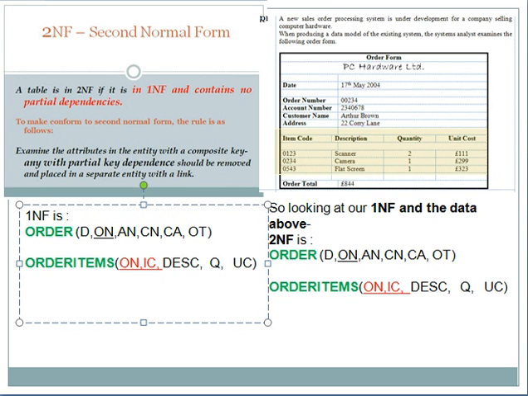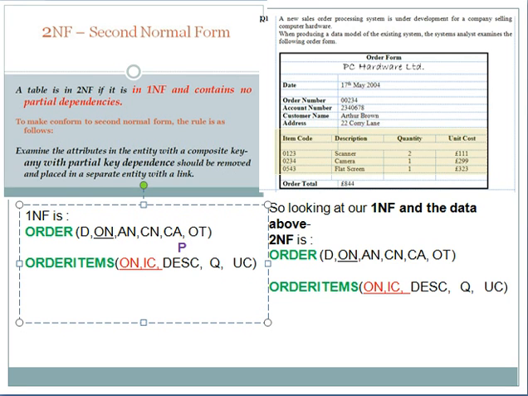Now, does the description depend on the item, or does it depend on the order and the item? So does this description here depend on just the item, or does it depend on the order and the item? Well, I know that the description only depends on part of it. It only depends on the item code. So that's what's known as a partial dependency. That description will always stay the same regardless of the order for that item.